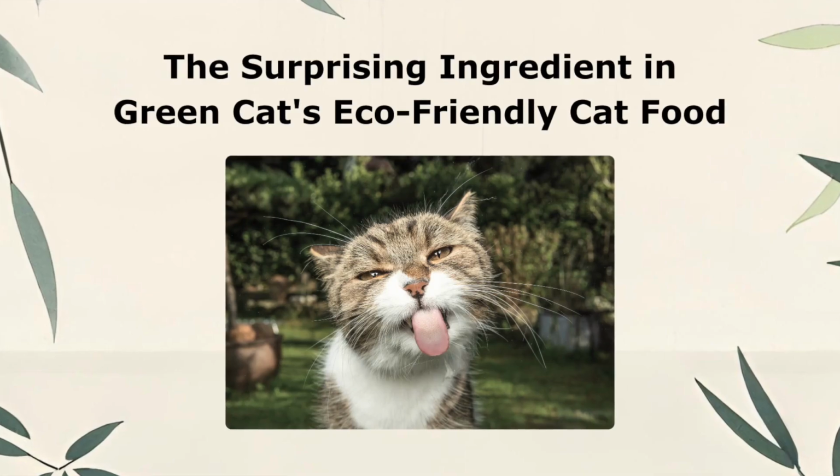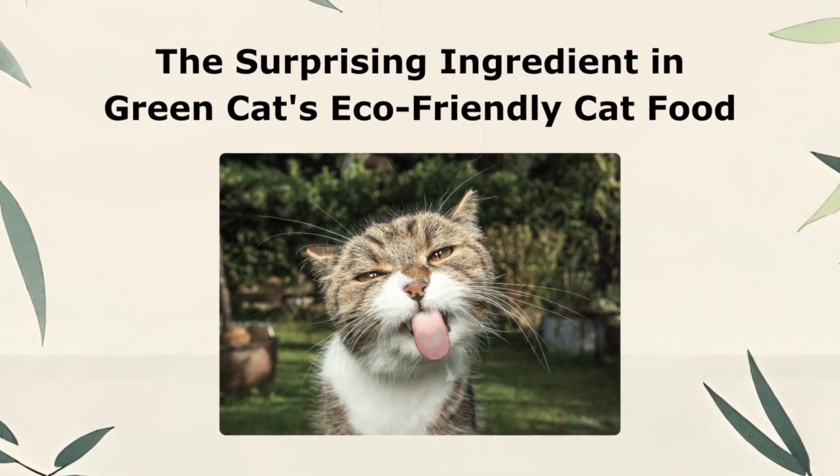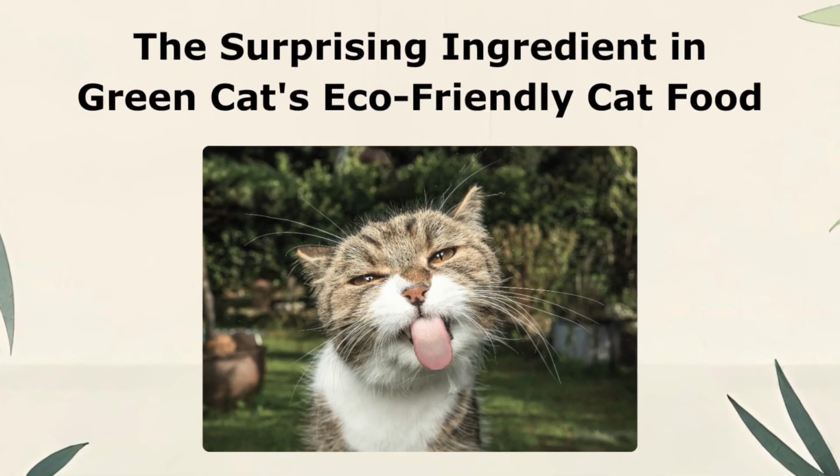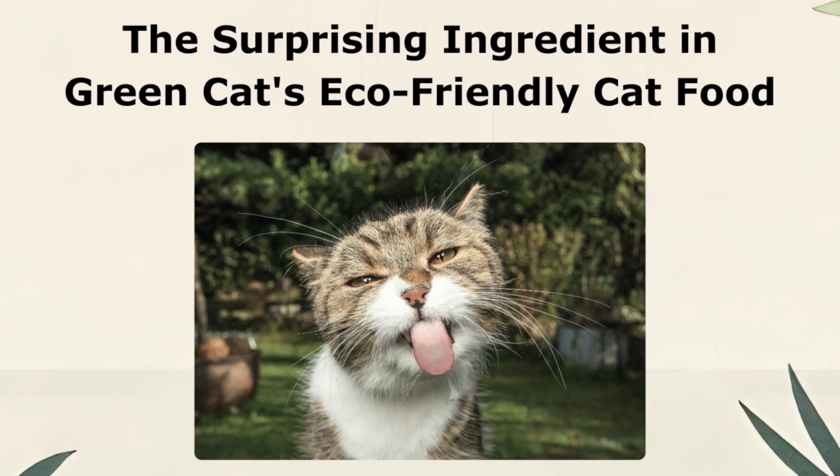Teaser titles like The Surprising Ingredient in Green Cat's Eco-Friendly Cat Food invoke curiosity and suspense, luring readers in to find out more. Just make sure your article does indeed deliver on what it promises in the title. So in this case, the ingredient needs to be genuinely surprising. If your headline lures people in with exaggerated claims and the content fails to meet those expectations, you risk high bounce rates, which can negatively impact your SEO.